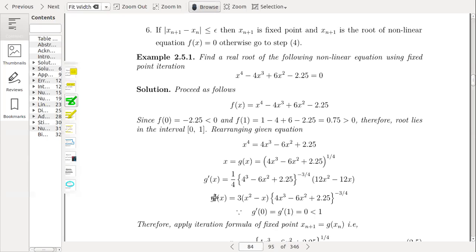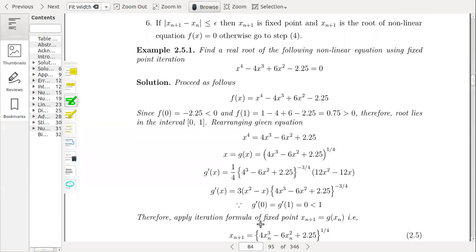So if we substitute 0 here, we will get a value less than 1, and if you substitute 1, you will get a value less than 1. These are the boundary points of the interval 0 and 1, because you have said that the root will lie in the interval 0 and 1. So we substitute 0 and 1.